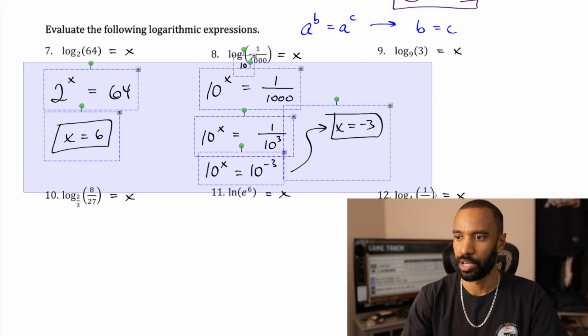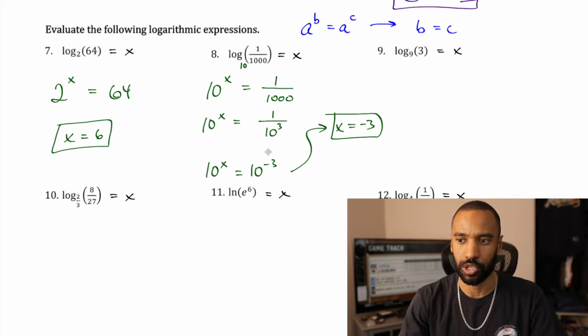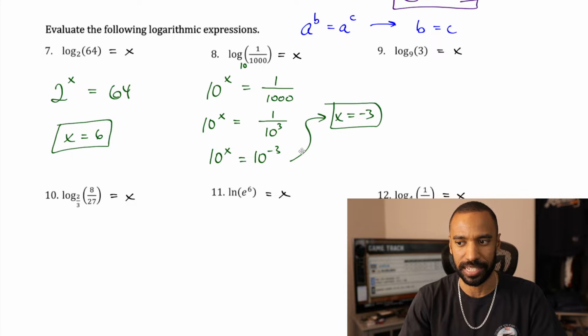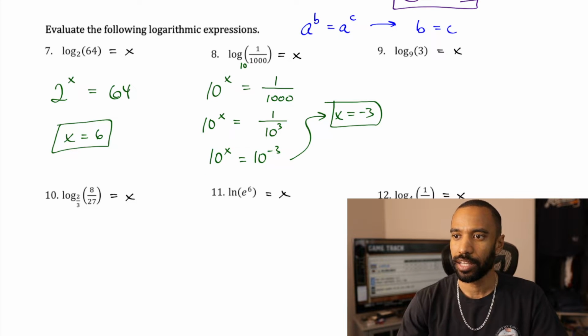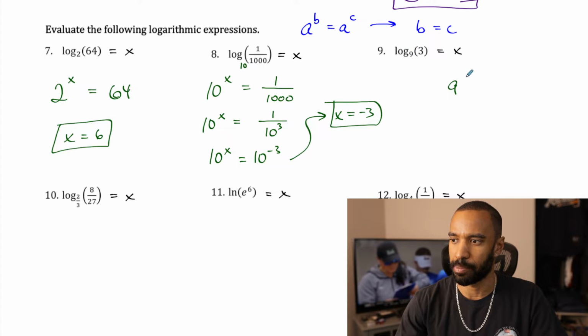I'm going to go and change colors. But yeah, that's kind of one way to work it out. And like I said, it's going to be more helpful for some other problems to definitely consider doing that. Like, let's take this one, for example. Log base 9 of 3 equals x. That means 9 to the x power equals 3.